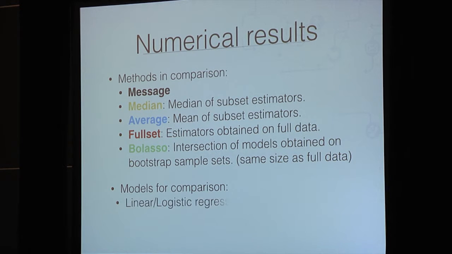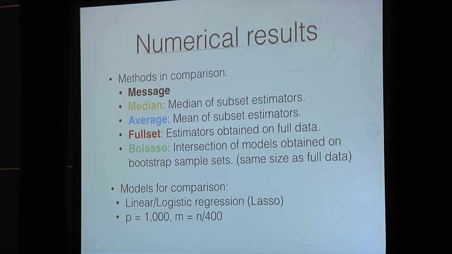For comparison, we are looking at 2 regression problems. One is a linear regression, one is a logistic regression, and we use Lasso for feature selection. The total number of features is fixed at 1,000, and we also fix the size of each subset to be 400, but allow the number of subsets to increase with the total sample size.